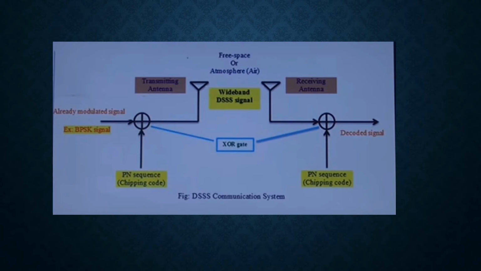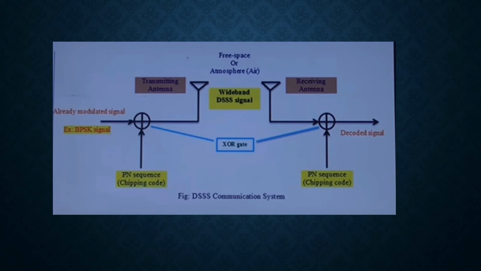Now let's take the block diagram of DSSS. It is shown in the slide. In spread spectrum, the input data signal is modulated two times. Here, in the transmitting section of the DSSS communication system, the already modulated signal is given as an input to an XOR gate. So this is a type of second modulation. The PN sequence is combined with the already modulated signal, for example a BPSK signal, and then the output is fed into the transmitting antenna.